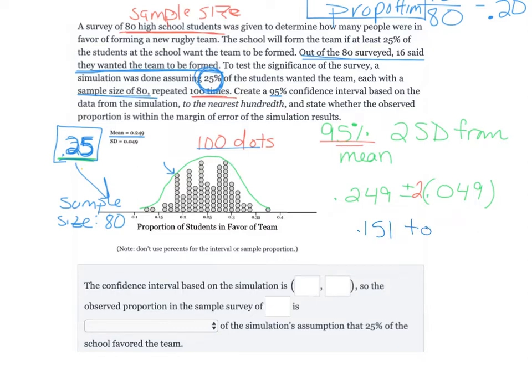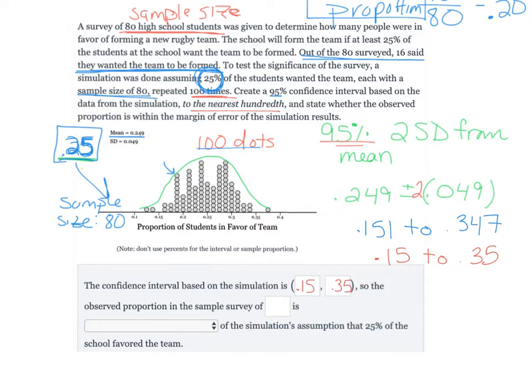Then if I add it, I get 0.347. So now I'm going to round to the nearest hundredth. So I get 0.15 to 0.35 if I do the rounding, and that's the answer that's going to go in here. So the confidence interval based on the simulation is 0.15 to 0.35.